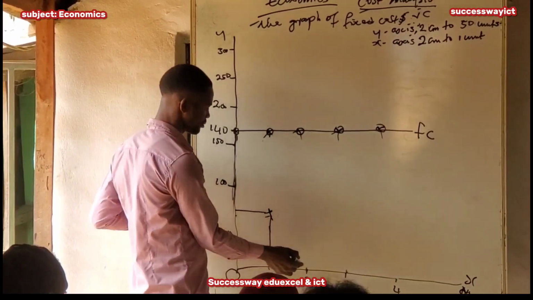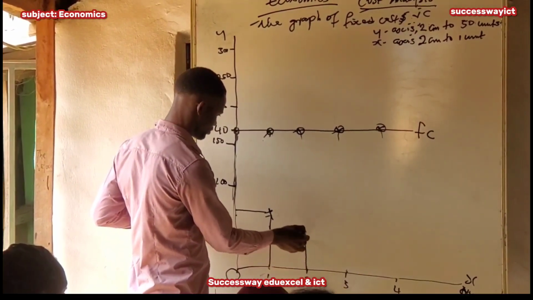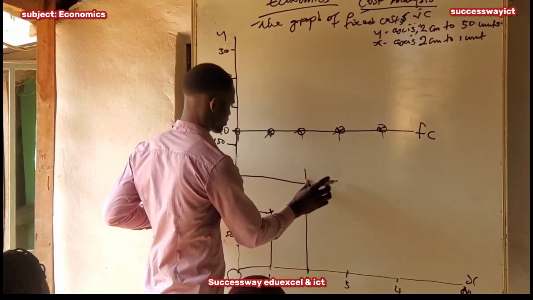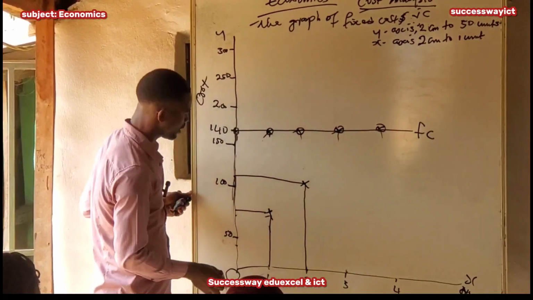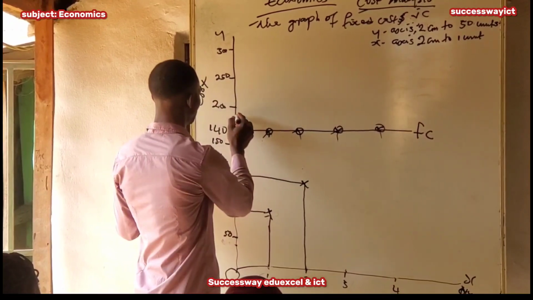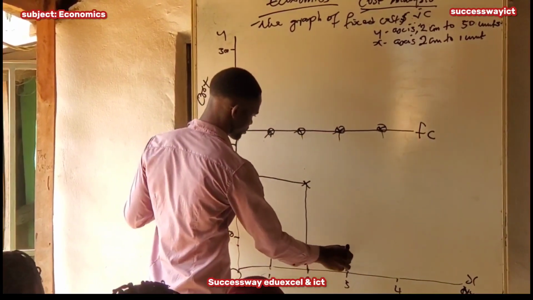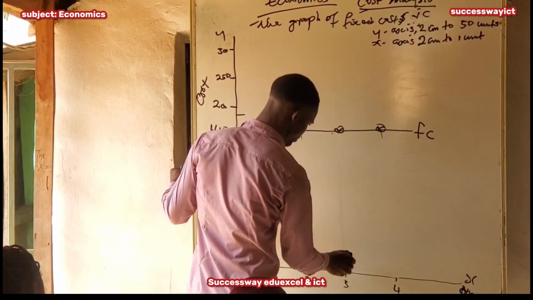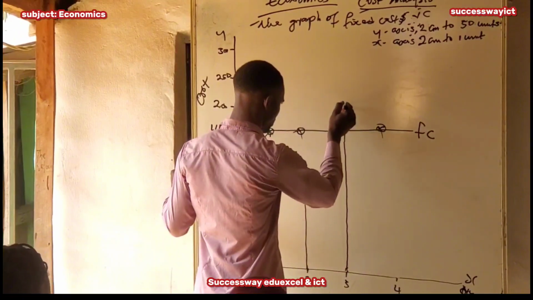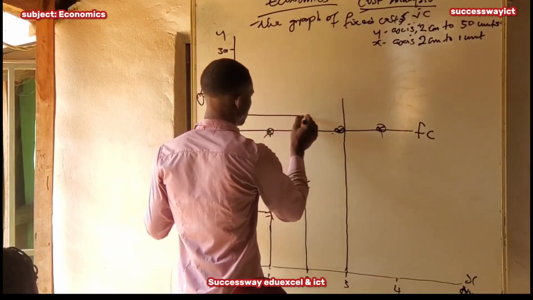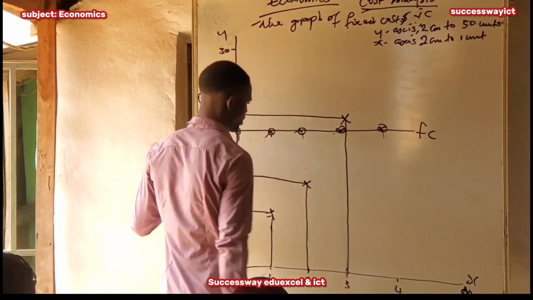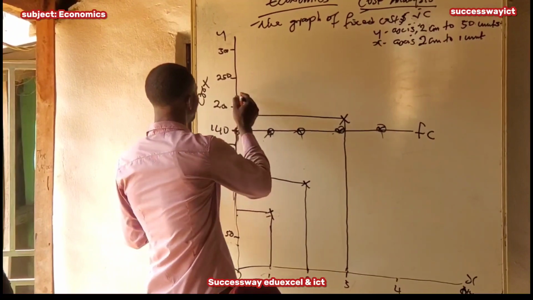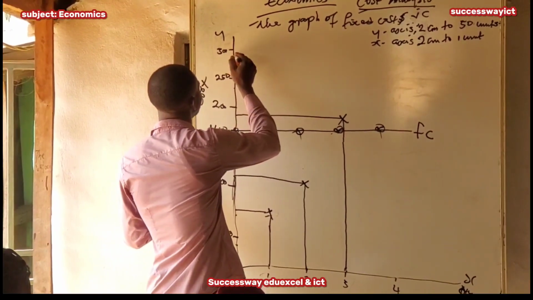Okay, at the second unit, 110. I think the 110 is somewhere here, isn't it? Alright. 180. 180 should be where? Here. Yes. 4 units, 180. Is it 180? 280 should be somewhere here, right? Here. Are you sure?